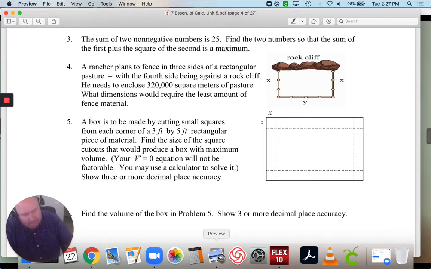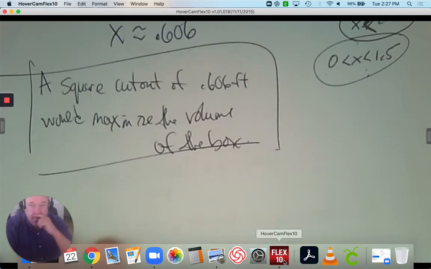Done. Let me show you that. So a square cutout of 0.606 feet would maximize the volume of the box. Remember, you can truncate, you don't have to round. Done. All right, number 6.